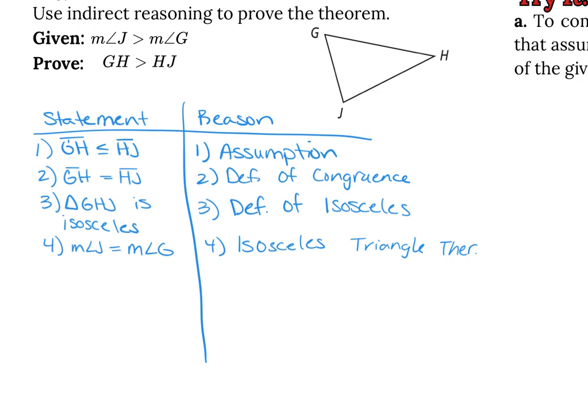Okay, so this assumption is proving that the measure of angle J could equal the measure of angle G, which contradicts that the measure of angle J is greater than the measure of angle G. So that would prove that the assumption is false.